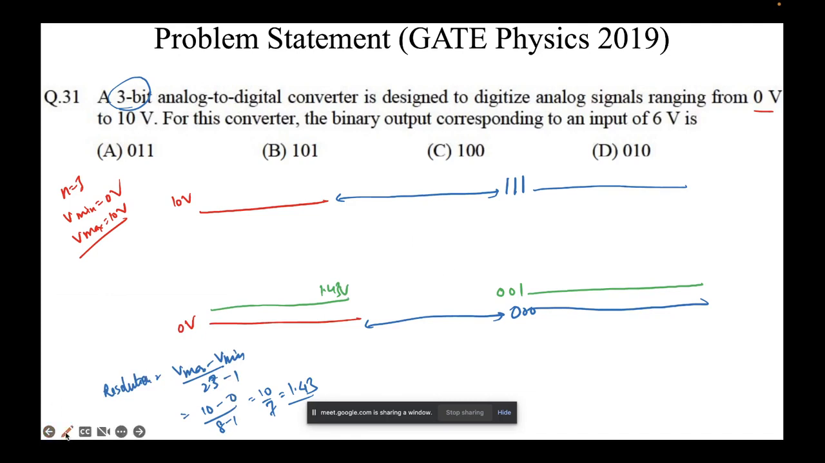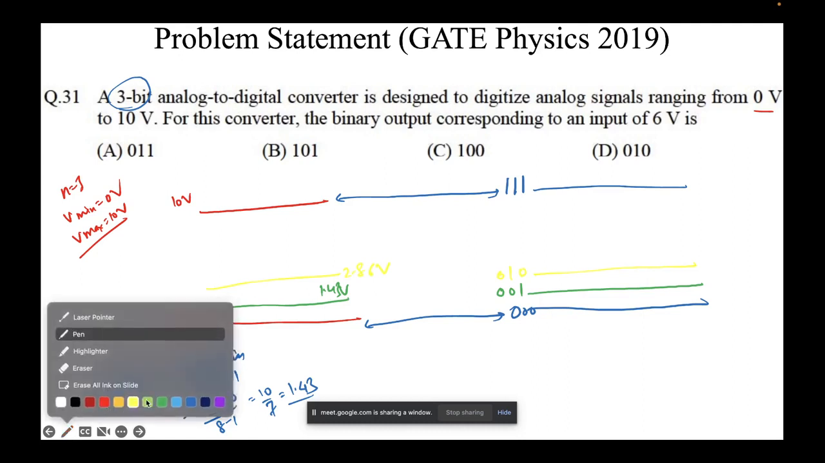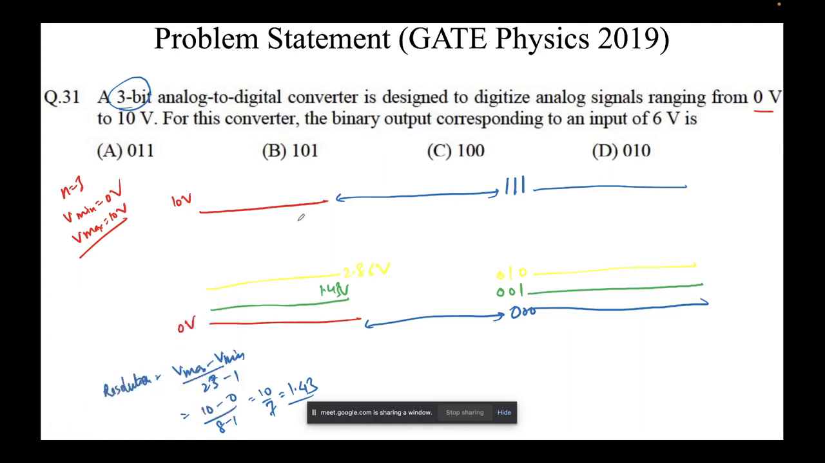Now what will the next step be? The next step here would be 010, because after 001 comes 010. Similarly, the next step here would be 2.86 volts, because 1.43 plus 1.43 is 2.86. Now what will the third step be? The third step, in black, would be 1.43 times 3, so around 4.3 volts. Again, here it would be 011. Note that I'm jumping only one bit each time.